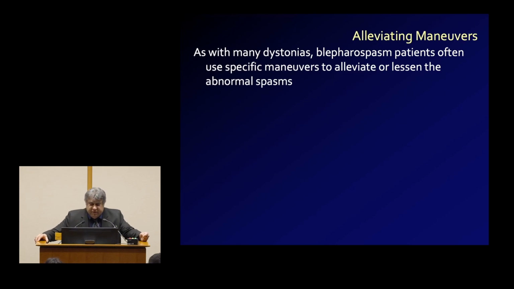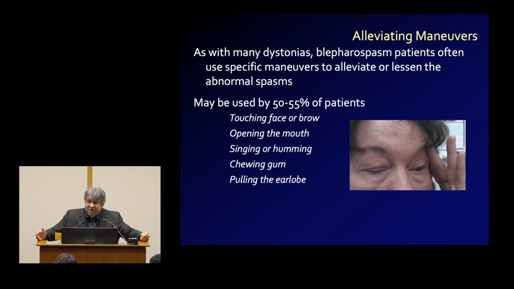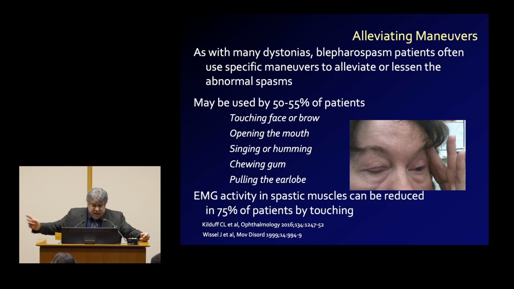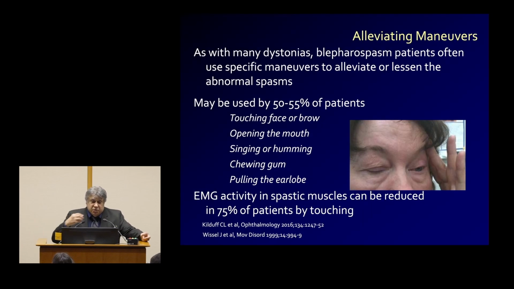As with many dystonias, blepharospasm patients often use what are called alleviating maneuvers, things that can lessen the degree or the intensity of the spasms. About half the patients with blepharospasm report that they use these, such as touching the face or the brow, opening the mouth, singing, chewing gum, things of this sort. There's one study in 1999, with spasms of the neck muscles, torticollis, that showed that in 75% of these patients, EMG, the electrical activity in the muscle, actually decreased during these alleviating maneuvers.